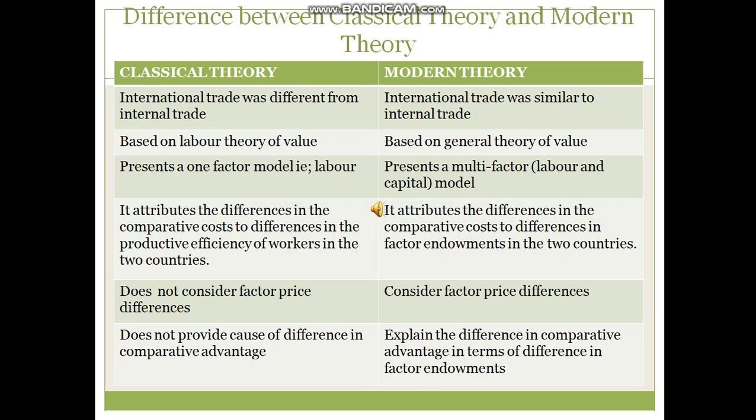And classical theory does not consider the factor price differences, whereas modern theory considers it. And classical theory does not provide the cause of difference in comparative advantage, but modern theory explains it. Classical theory is a normative or welfare-oriented theory, whereas modern theory is a much more positive theory. Classical theory tries to demonstrate the gains from international trade, while the modern theory gave importance or emphasis on the basis of trade.